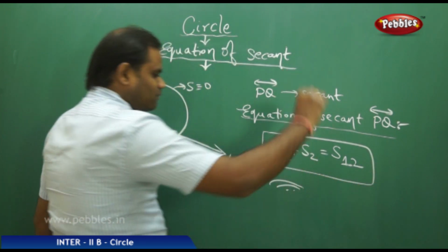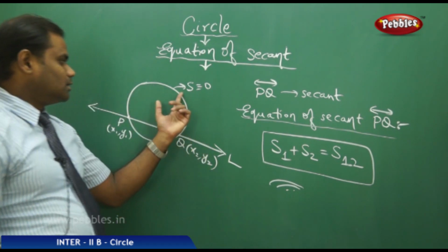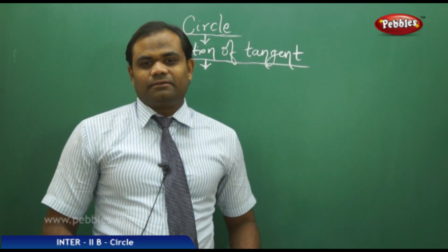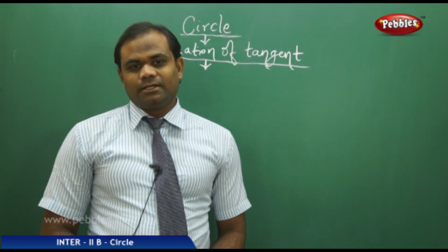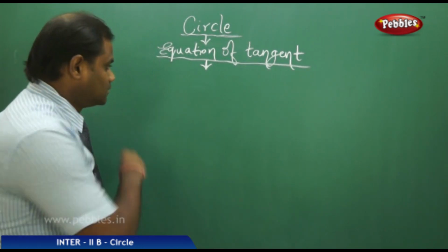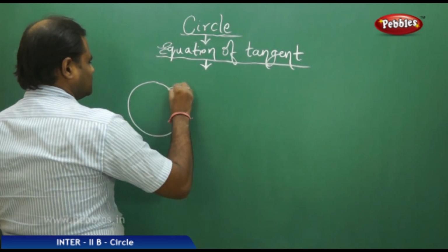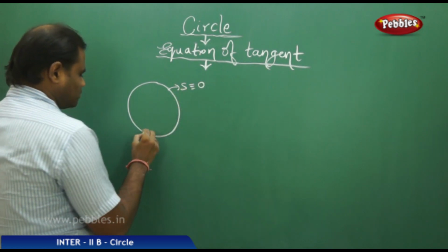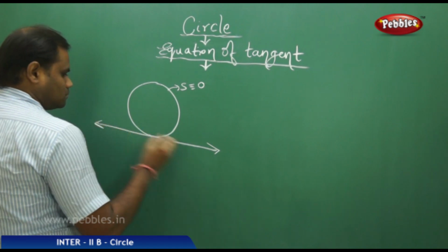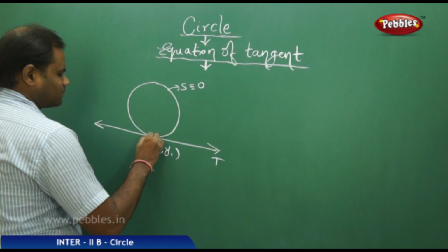This is how we understand the equation of secant for the line for the circle S equals 0. Now that we have defined the equation of secant, we will derive the equation of tangent in a similar manner. Say, for example, I have a circle S equal to 0 and I have a tangent T at the point P(x1, y1).